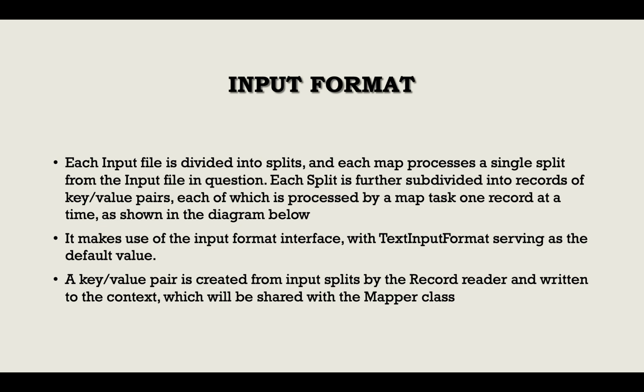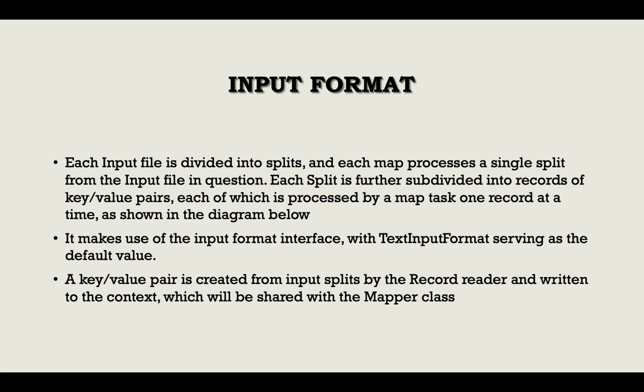Each input file is divided into splits, and each map process gets a single split from the input file in question. Each split is further subdivided into records of key value pairs, each of which is processed by a map task one record at a time, as shown in the diagram.